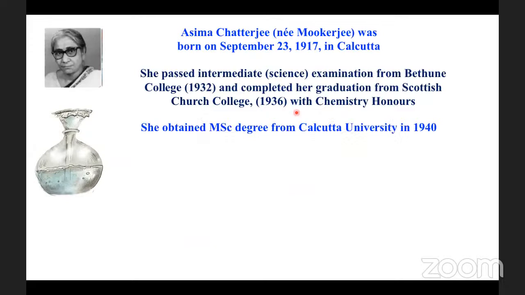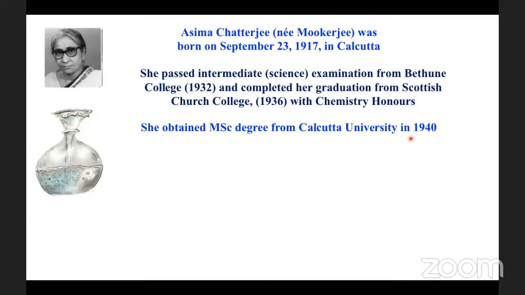She obtained her master's degree from Calcutta University in 1940. She was one of the earliest Indian women to get a PhD. Remember, in 1940, Vibha Chaudhary was working, she could have got a PhD, but she did not apply for a PhD here.